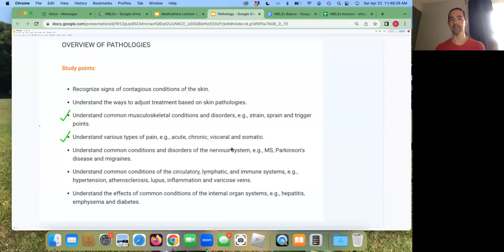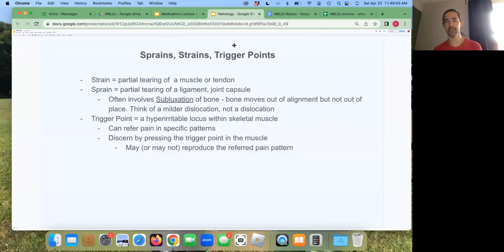Understanding various types of pain, like differentiating between acute pain, chronic pain, visceral, and somatic. And then common conditions and disorders of the nervous system, like Parkinson's disease, and some other stuff like diabetes. We're going to look at that in the medications lecture. So sprains, strains, and trigger points.